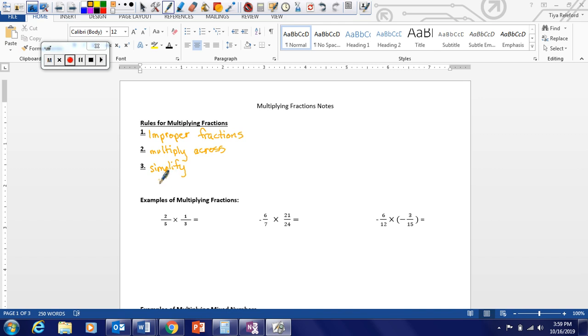So now we've got some examples. So, number 1, improper fractions. Do I need to do that? No. Number 2, multiply across. 2 times 1, 2. 5 times 3 is 15. Number 3 is simplify. Can I divide 2 and 15 by anything? I cannot. I'm done.